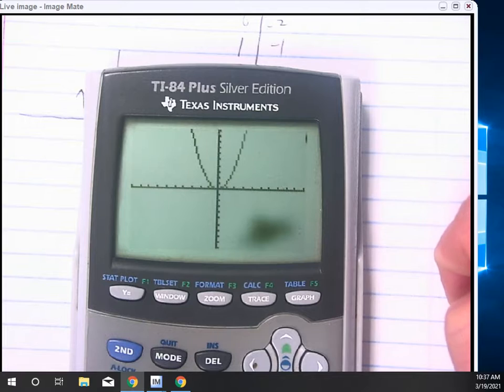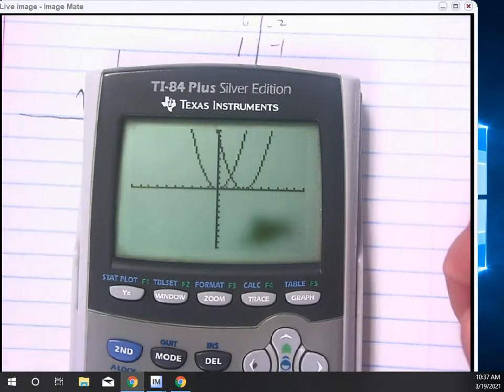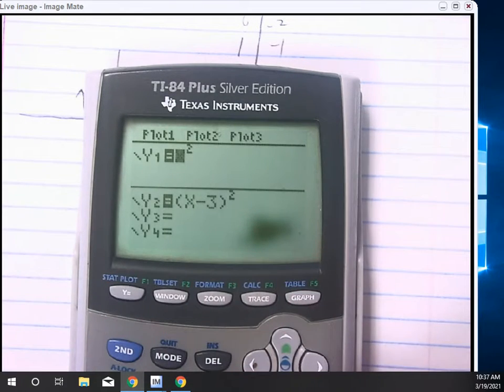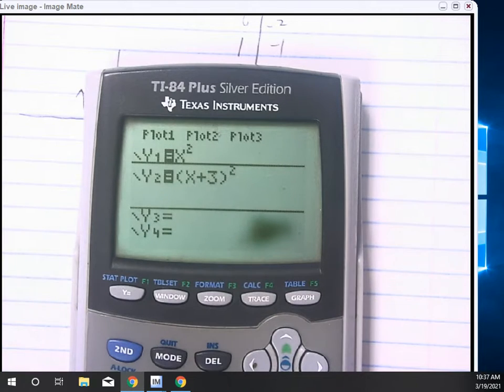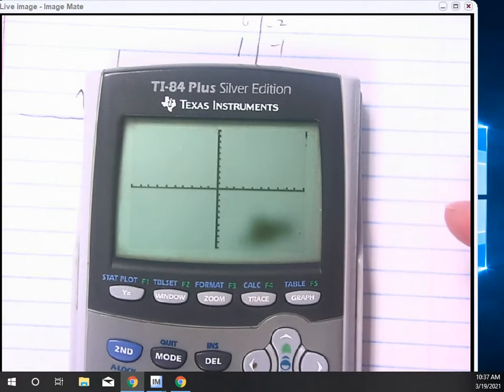Here's the parent function. It's going right. The reason why is because your zero value inside the function, you have to add or subtract the opposite of what's already there. So if you have x minus 3, then the 3 minus the 3 gives you a 0. Inside the function is always opposite of your sign. If I have x plus 3, then this one is going to go left 3 units. So my vertex is negative 3, 0.